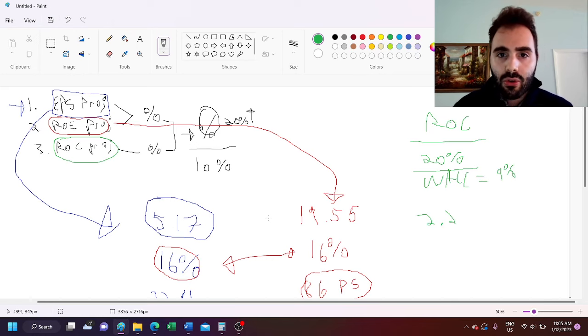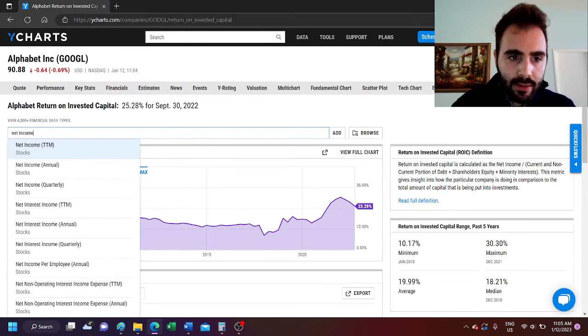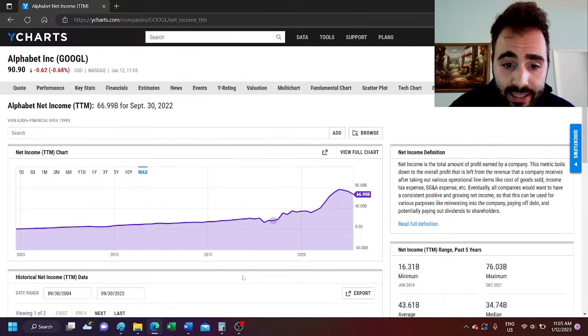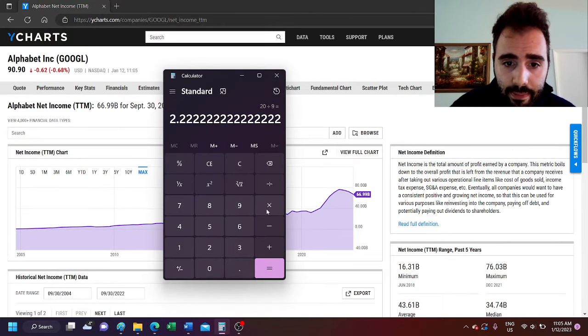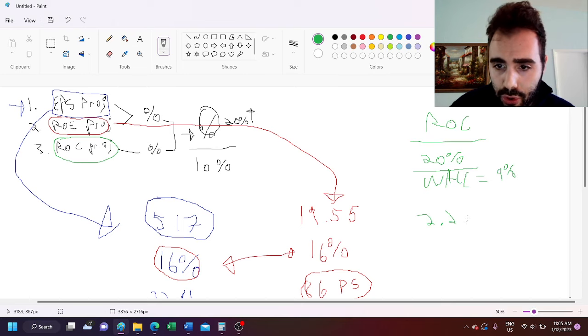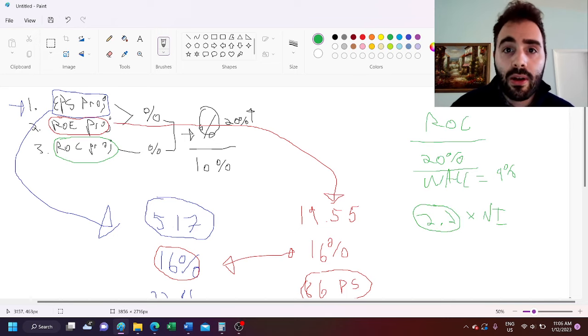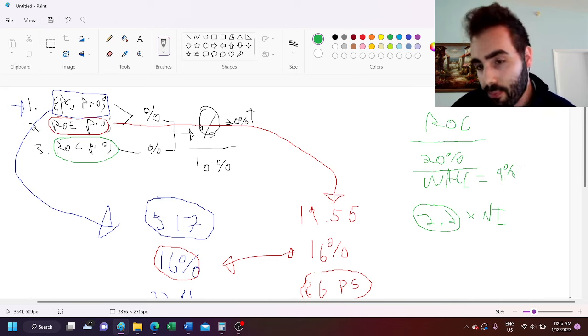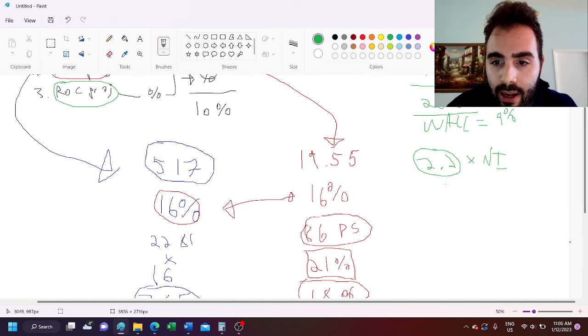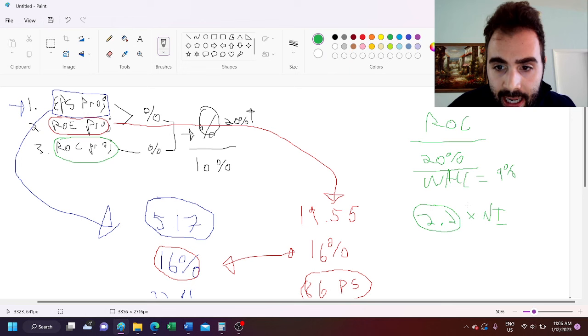Now we take Google's earnings, so it's net income trailing 12 months, 67 billion. We multiply this by 2.2, times Google's net income. So remember, this 2.2 we got by dividing Google's average return on invested capital, 20% on average, by its weighted average cost of capital of 9%, which you can look up. So 20 divided by 9 gives us 2.2.